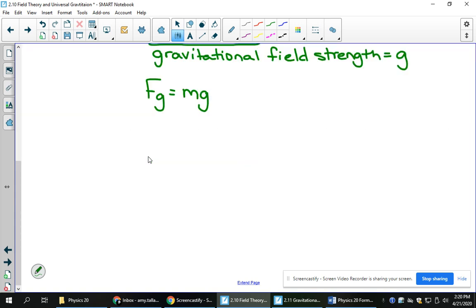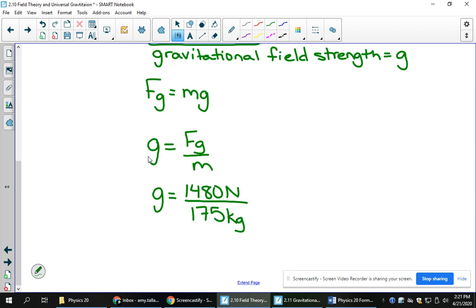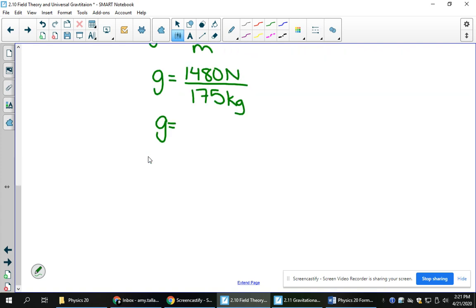I'm going to rearrange for g, which is what I want, by dividing both sides by mass. I'm going to sub my force and my mass in there. So my force was 1480 newtons, and my mass was 175 kilograms. And I'm getting the gravitational field strength of this object to be 8.46 newtons per kilogram. And this is going to be towards the center of Earth.